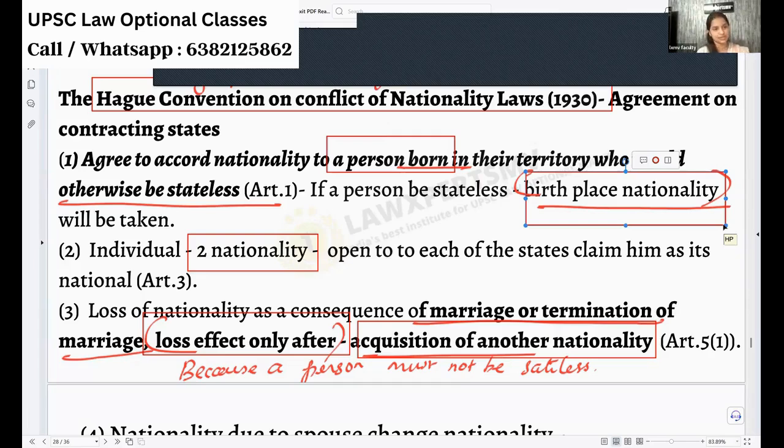That's why we have this principle that is given under Article 1. If a person will be stateless if he is denied nationality by the state where he is born, that state must not do it. If he is born in a particular state, he will get the nationality of that state in case he will be stateless if it is not given. Okay, that is Article 1.